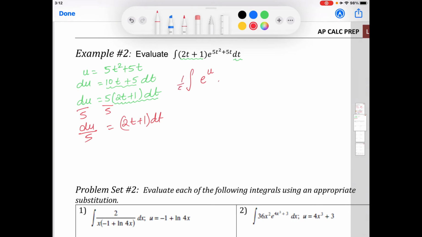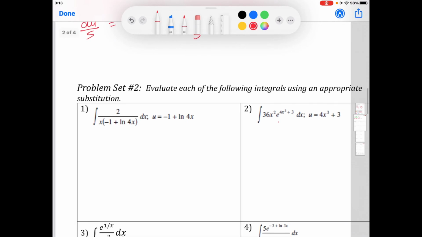I can pull out the 1/5 du. This is the easiest integral you can get. The integral of e to the u is just e to the u. So 1/5 e to the u plus c. Your u happens to be 5t squared plus 5t. So this is going to be 1/5 e to the (5t squared plus 5t), right, plus c. And that's what we got.